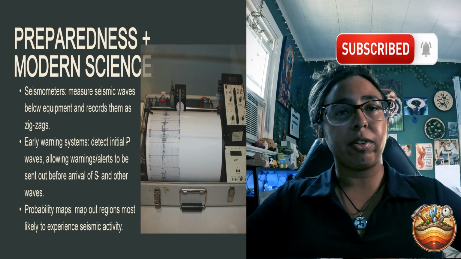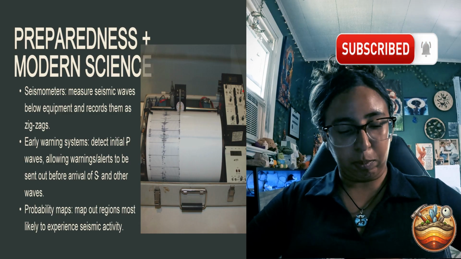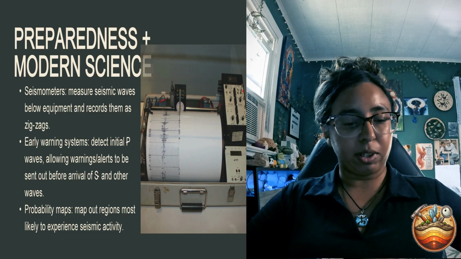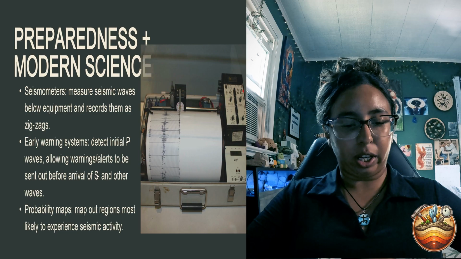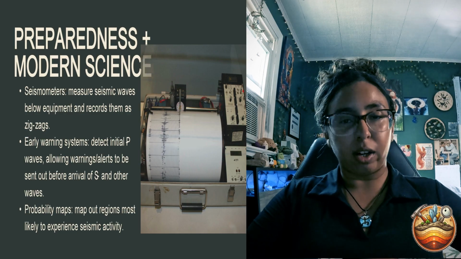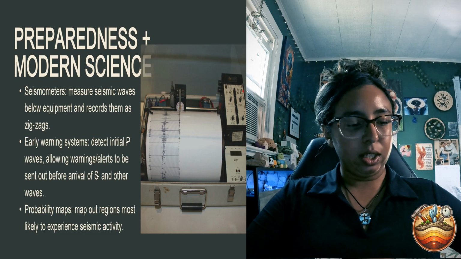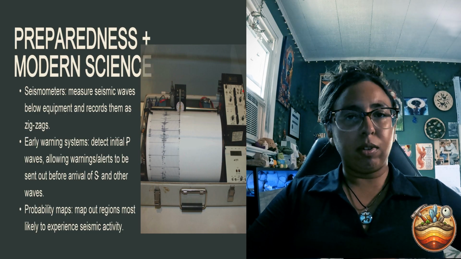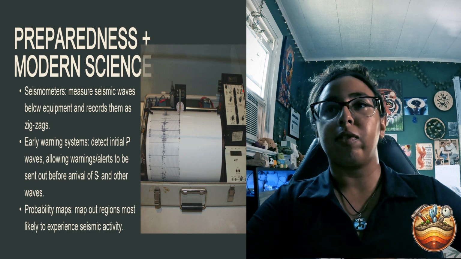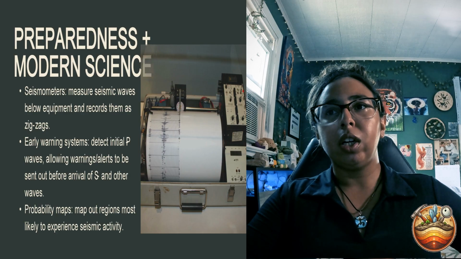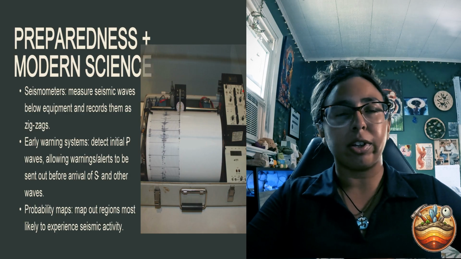We have seismometers, obviously. They measure seismic waves below the equipment and record them as a series of zigzags. These measurements can help scientists determine the time, the location, and the intensity of earthquakes, and they can even provide data about the types of rocks that the seismic waves have traveled through. So it gives you some geological information as well, just about the rocks themselves. Long after the earthquakes have occurred, or when they're no longer an immediate problem, scientists can look back at this data and figure out what type of bedrock exists in that region, for example.